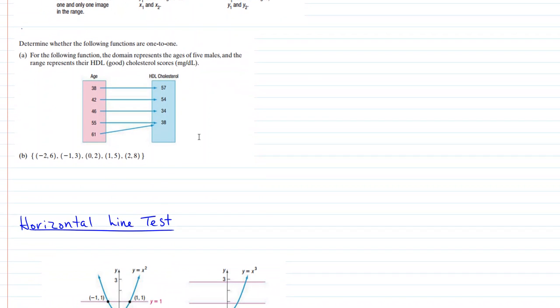So if you were looking to see if this was one-to-one, you want to look here and you see that out of the y, this side over here, this 38 is paired with 55 and 61. So that is not one-to-one. Over here, you want to look and say, is y repeated? Doesn't appear to be repeated, so B would be one-to-one.